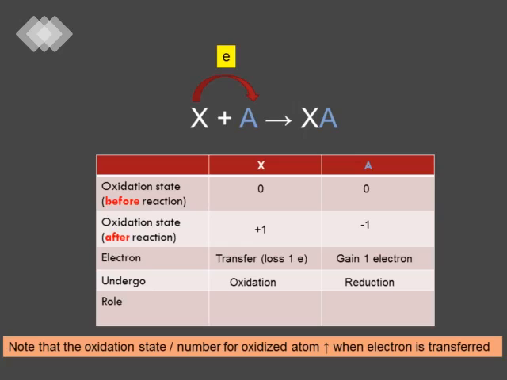Note that the oxidation number for an oxidized atom increases when electrons are transferred. When X is being oxidized, then A is called the oxidizing agent that removes electrons from another reactant, which is X. Vice versa, X is the reducing agent because it donates electrons to A.